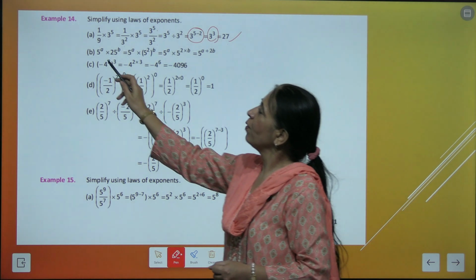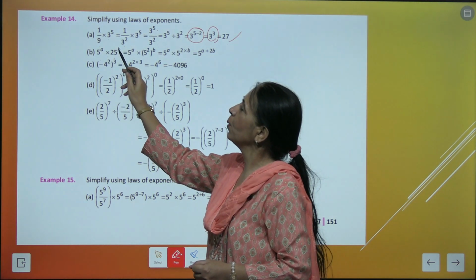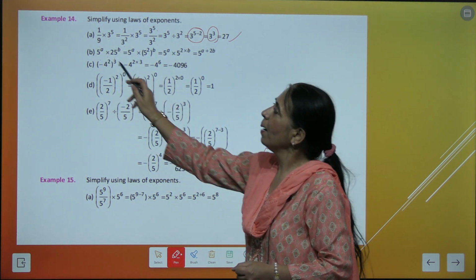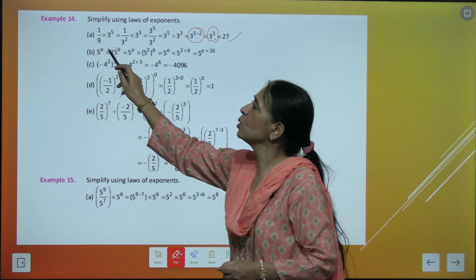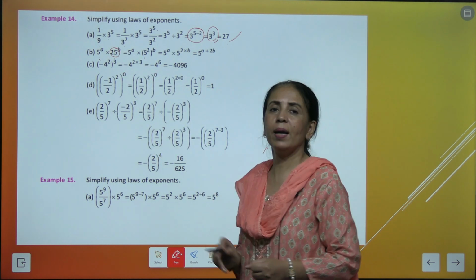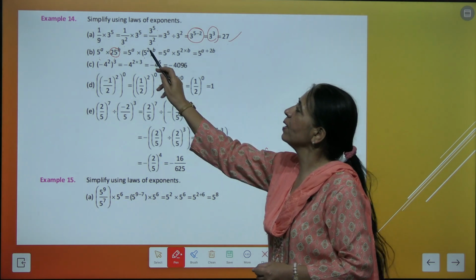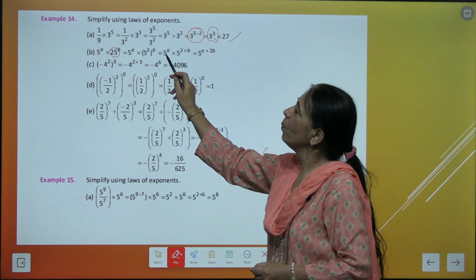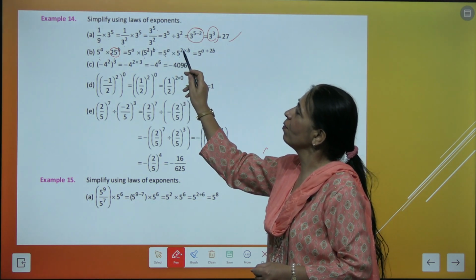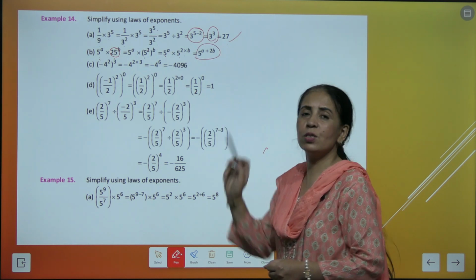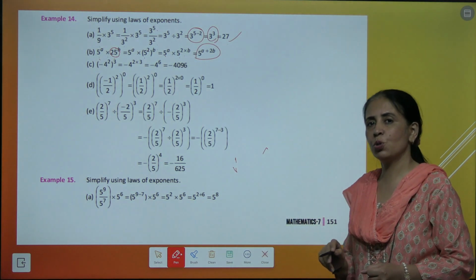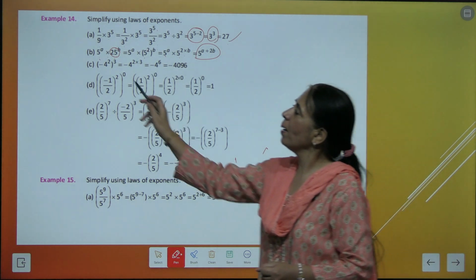Next is 5 raised to the power a multiply 25 raised to the power b. Now we have to make the bases the same, so in place of 25 we wrote 5 square, and this becomes 5 raised to the power 2b. So 5 raised a, 5 raised 2b becomes 5 raised to the power a plus 2b. Got it? Now come here.